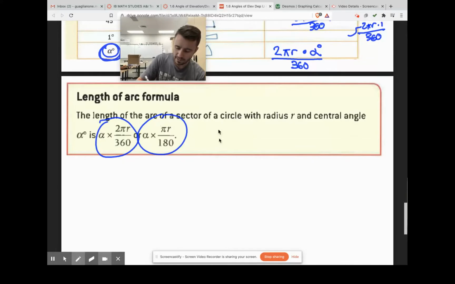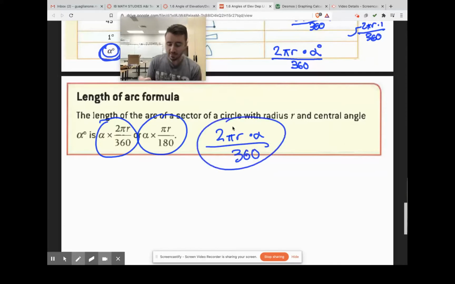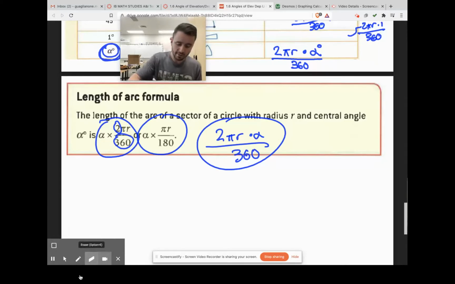And the other one is the one I gave you, 2 pi r times a divided by 360. You can use any of those methods. They're the exact same formula. And you could say, well, the second one looks totally different. Well, if you take the 2 and the 360 and you reduce those fractions, you end up with 1 over 180. So that's kind of where they came up with that one.